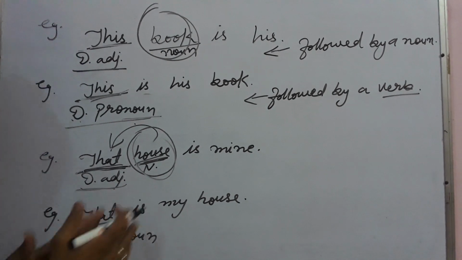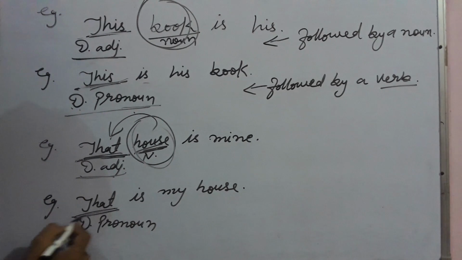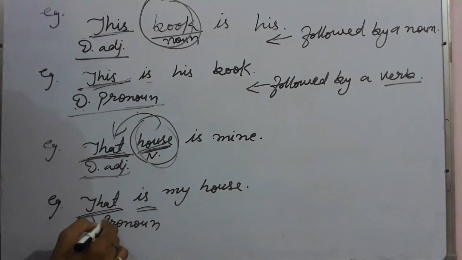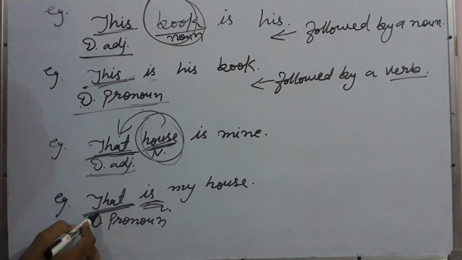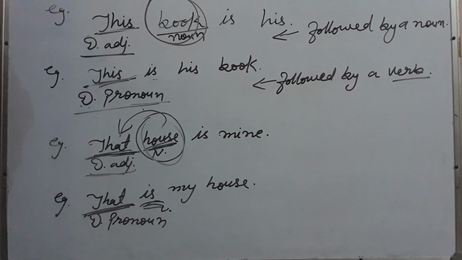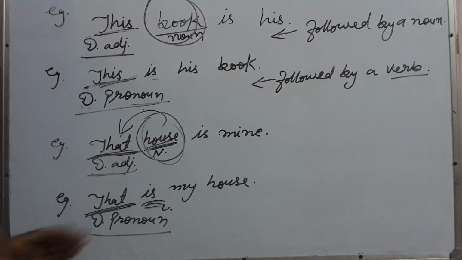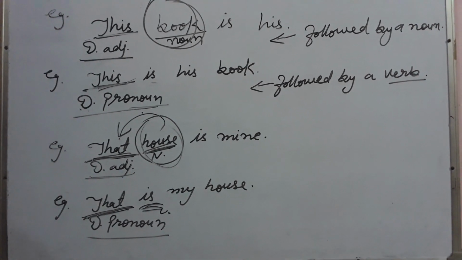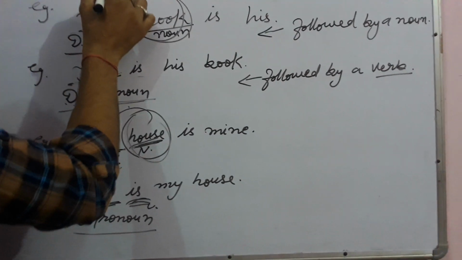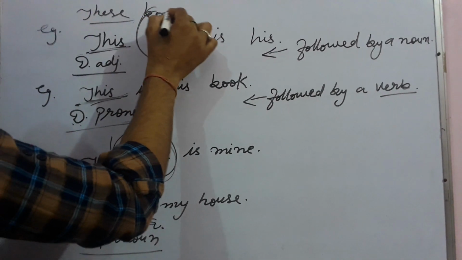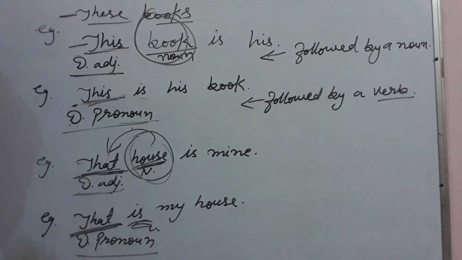Next one is, that is my house. Now this one is not followed by a noun here, because is a verb here. It means this word is not followed by a noun. That's why we will put it in the category of demonstrative pronouns. These are the singular forms. If we want to put the plural form, then we can say these books. Except this book, we can say these books. It is singular and it is the plural form of it.